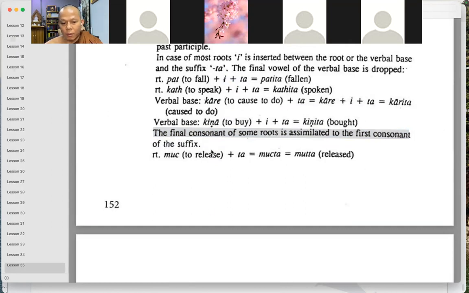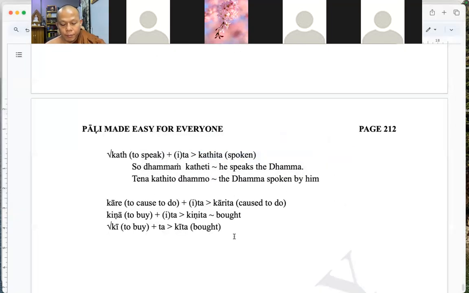So that is from the root. You see the root mooch, which is to release. But here, ja da becomes da da. This is mode da. Released in this way, such an assimilation.